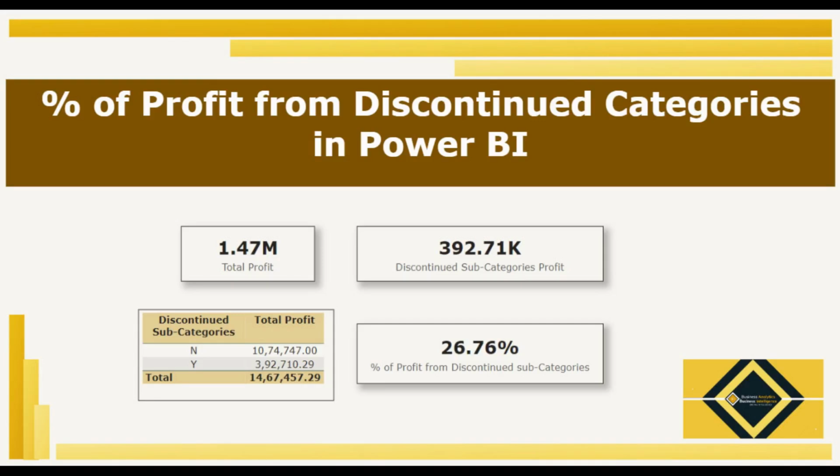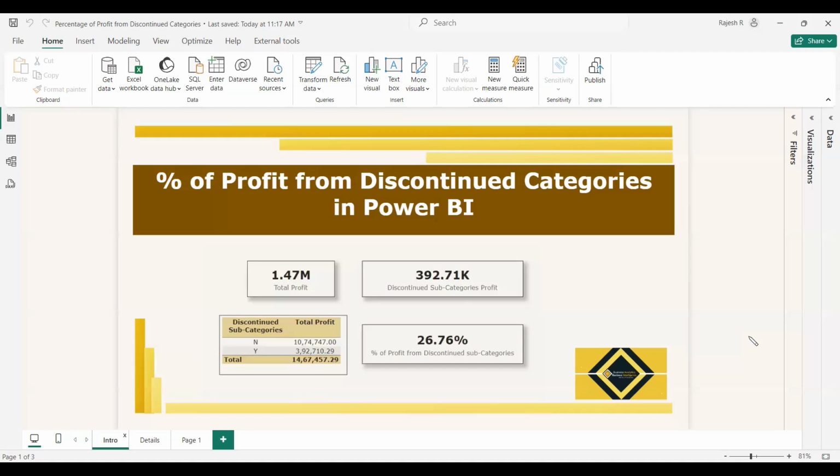In this video, we are going to discuss some DAX formulas, or rather one use case, and that is to find the percentage of profit from discontinued subcategories.